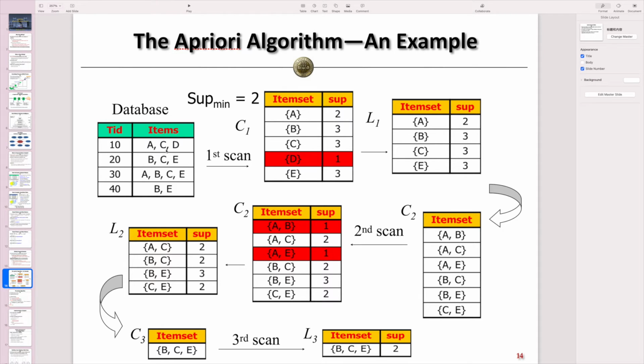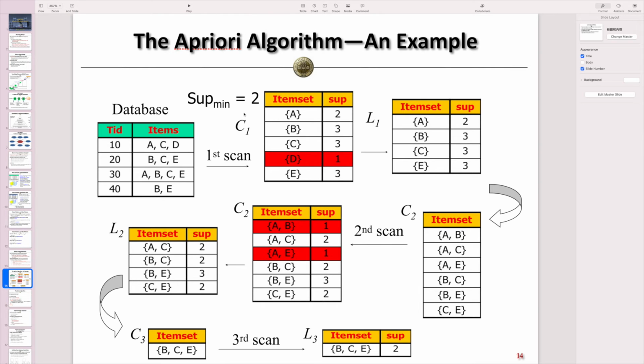According to the table, we have 5 different items: A, B, C, D, E, and we also have the support for each of them. 2 transactions contain A, 3 transactions contain B, 3 contain C, 1 contains D, and 3 contain E. If we define the minimum support threshold to be 2, we find D is infrequent, and all the remaining are frequent. So by pruning D, we generate the frequent one item sets: A, B, C, E, all with support at least the minimum support.